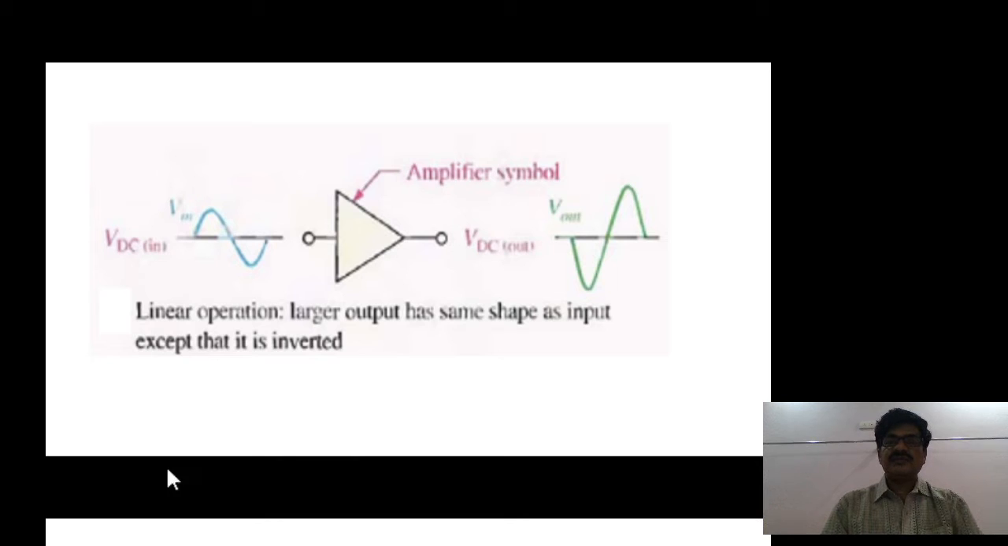So this is the example for linear amplification. If you observe here, the output is a magnified value, and at every instant of time the output is proportional to the input, except the difference is in phase. There is no change in the shape of the signal. That's why it is referred to as the linear operation.